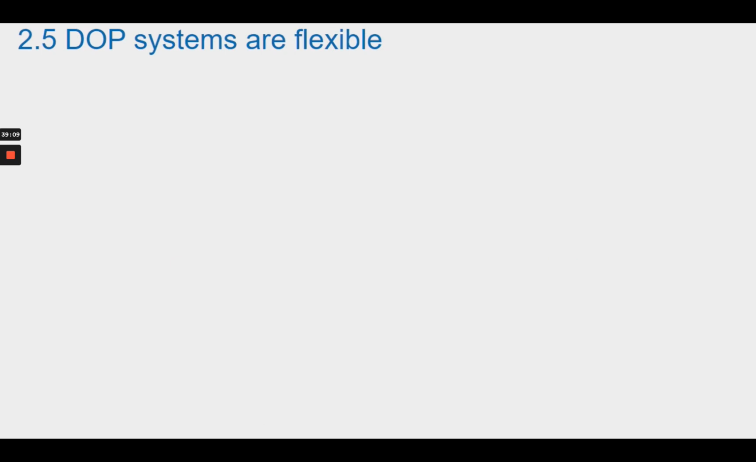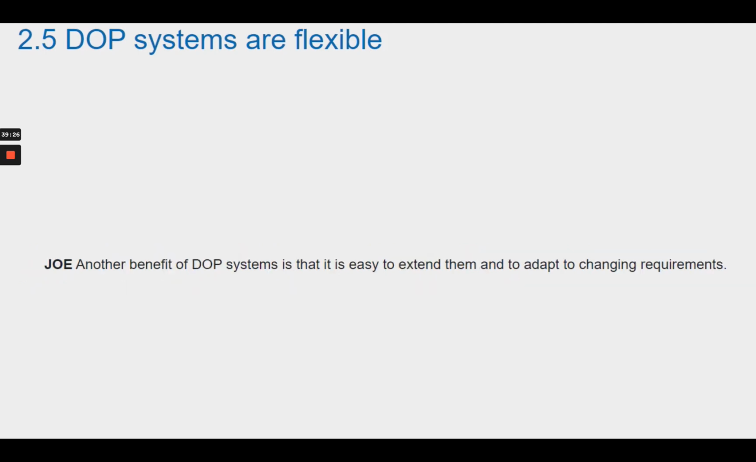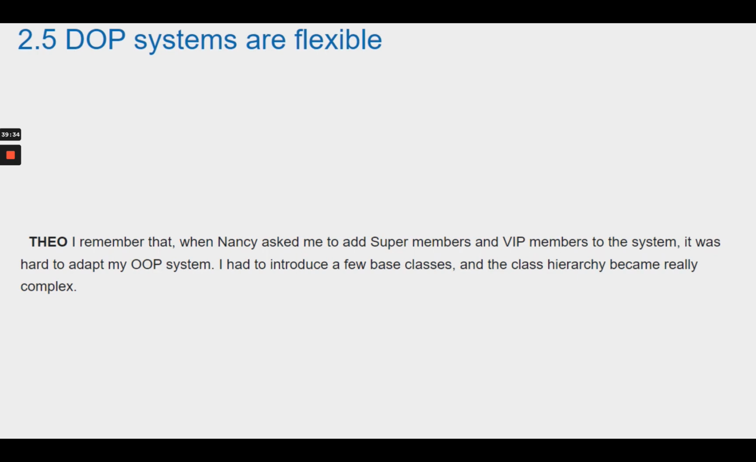Section 2.5. DOP systems are flexible. Theo, "I see how a sharp separation between code and data makes DOP systems easier to understand than classic OOP systems. But what about adapting to changes in requirements?" Joe, "Another benefit of DOP systems is that it is easy to extend them and to adapt to changing requirements." Theo, "I remember that when Nancy asked me to add super members and VIP members to the system, it was hard to adapt my OOP system. I had to introduce a few base classes, and the class hierarchy became really complex."